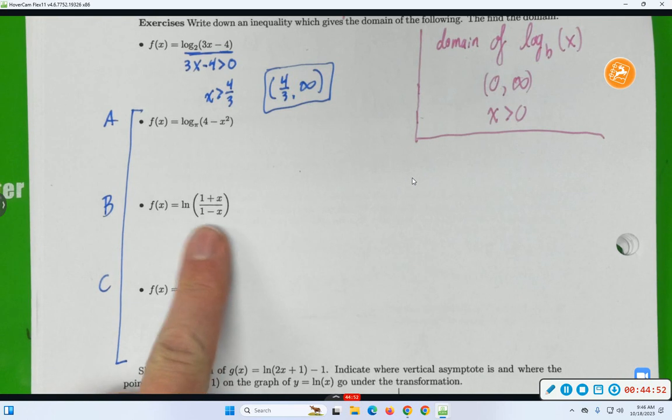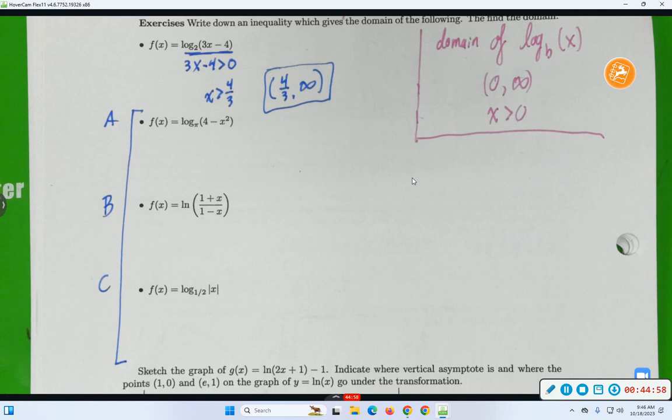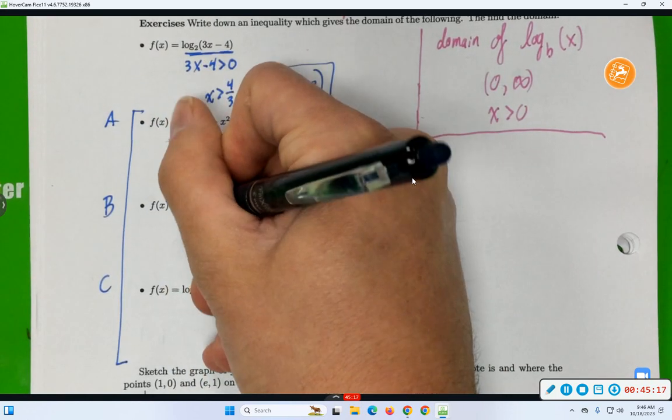So, there's a thing whose domain I would like to find. In order to find that domain, I need to write down an inequality and solve that inequality. So let's start by just writing down that inequality. What inequality should I write down? Not just 1 minus x. That whole thing needs to be bigger than 0.